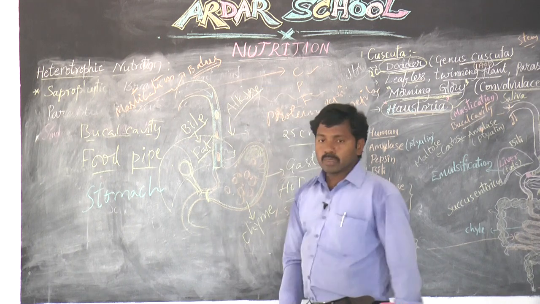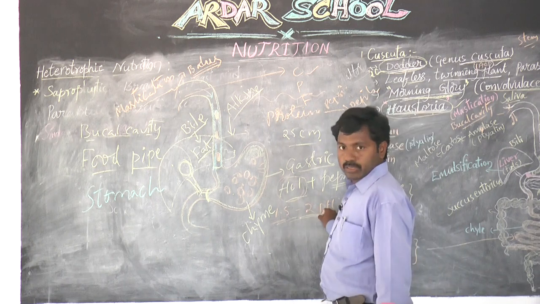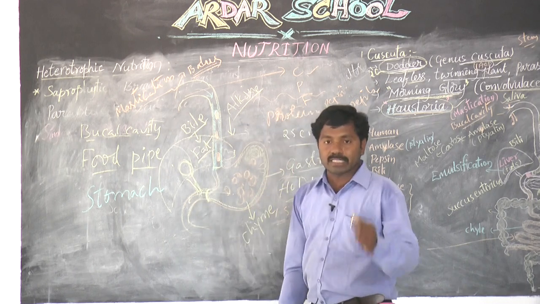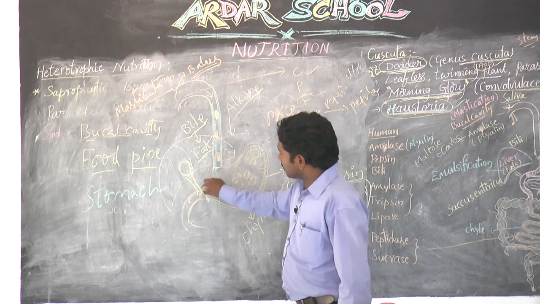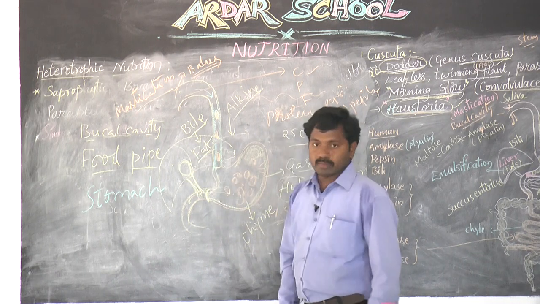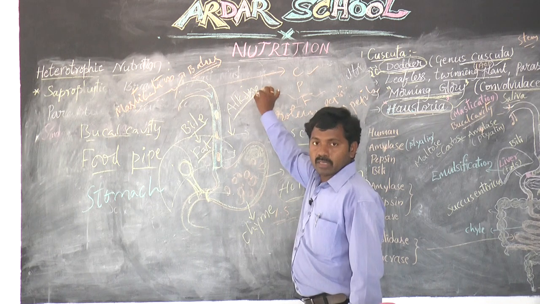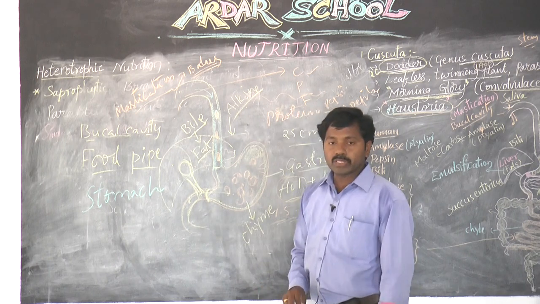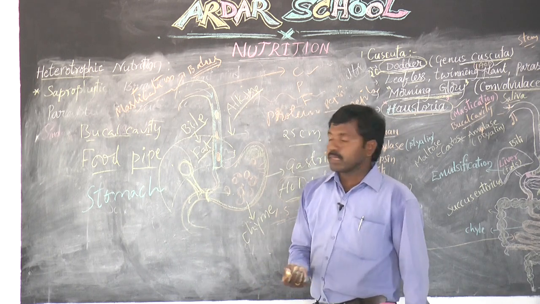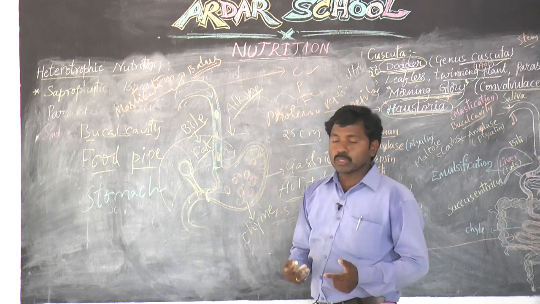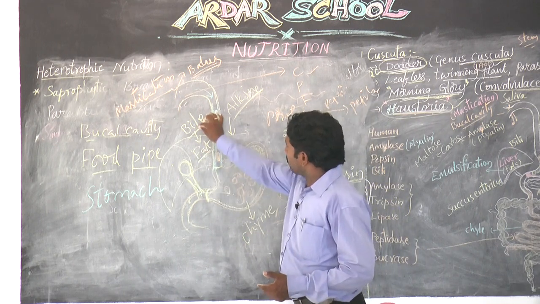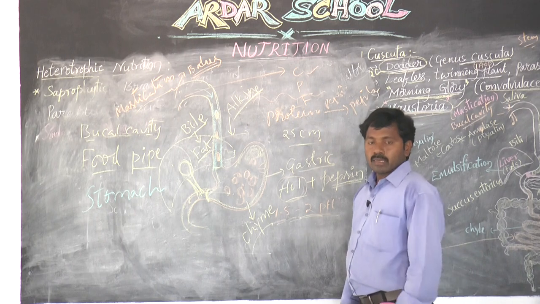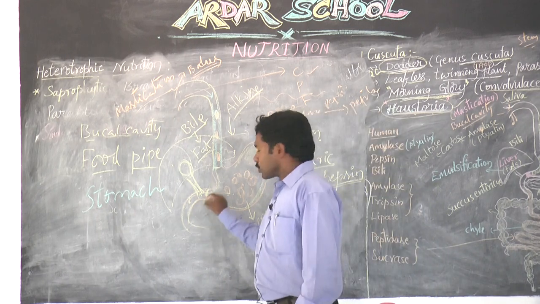The bile is alkaline. Actually here the food is acidic, and if acidic food is released into the duodenum, it cannot be digested. So it is diluted with the alkaline state. Only in the alkaline state are the pancreatic juices or enzymes active. That's why bile juices must be released. They neutralize the chyme. So okay children, next class.